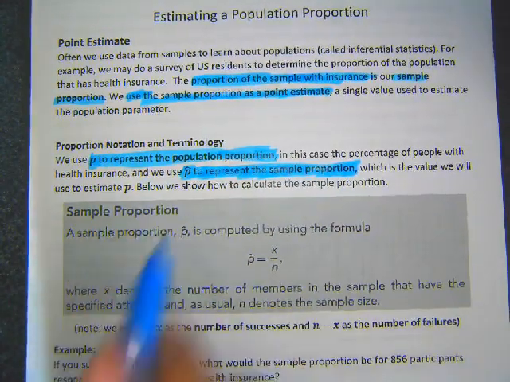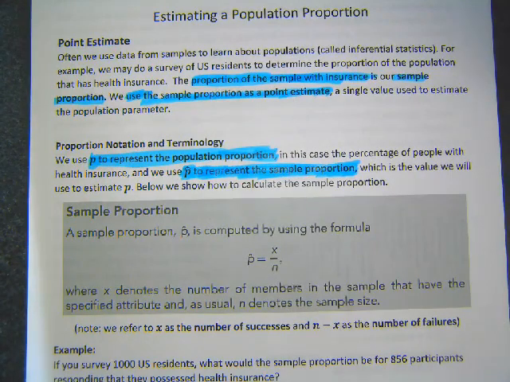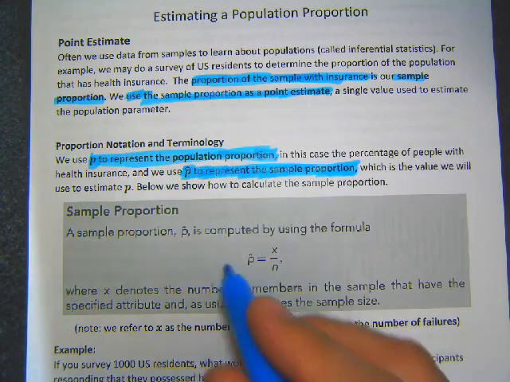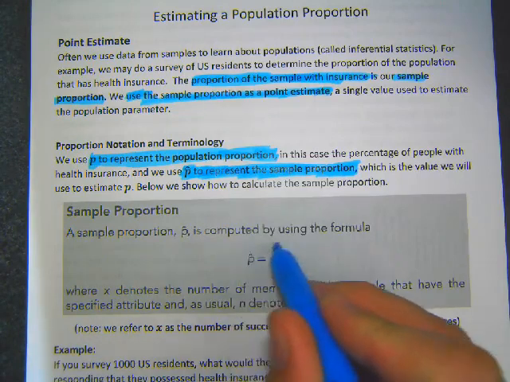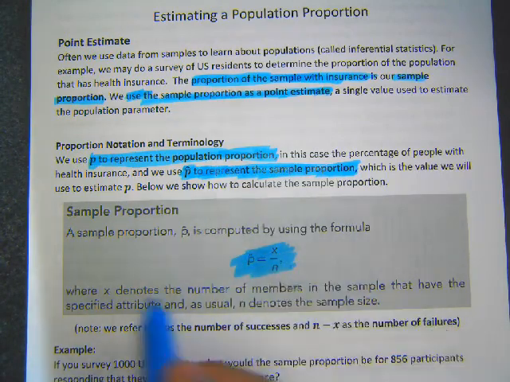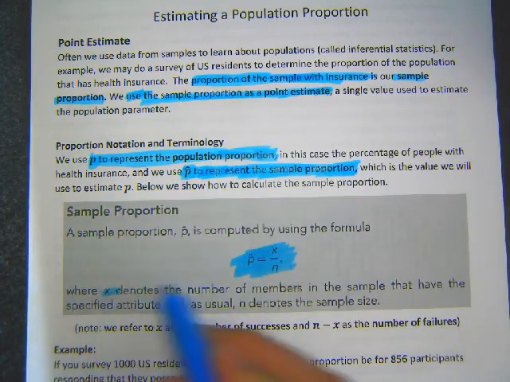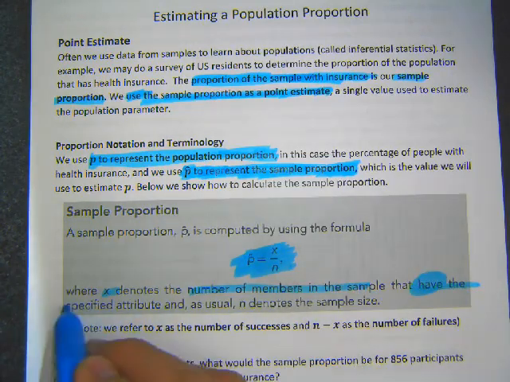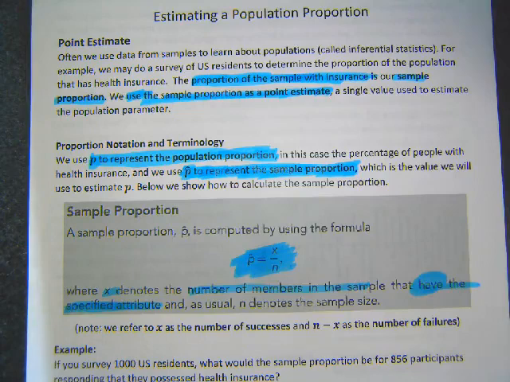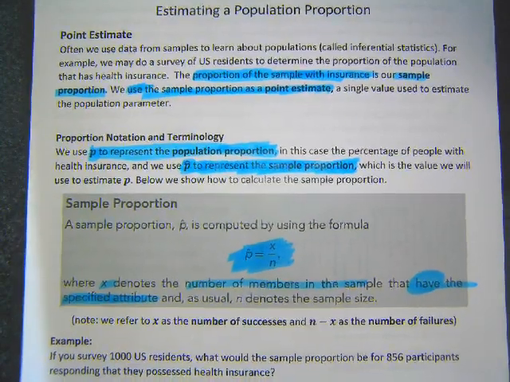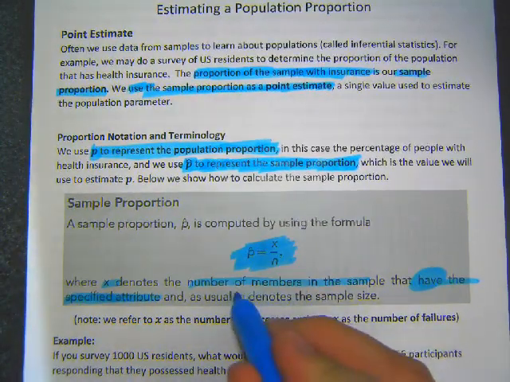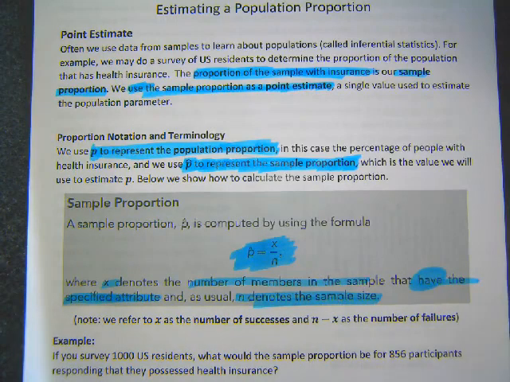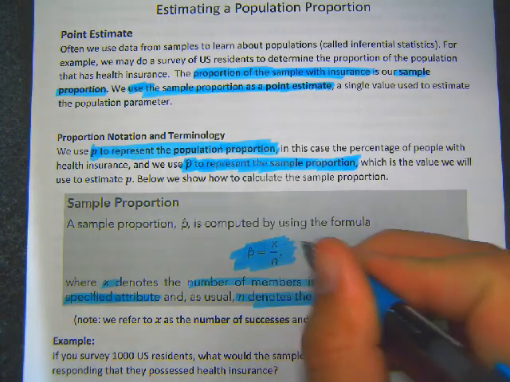Since we're dealing with proportions, we're dealing with percentages, the calculation for computing them is pretty easy. To find P hat, the sample value, we just take X, which is the number of members in the sample that have the attribute we're looking for. So in this case, it would be like health insurance in my example. And N is the sample size.